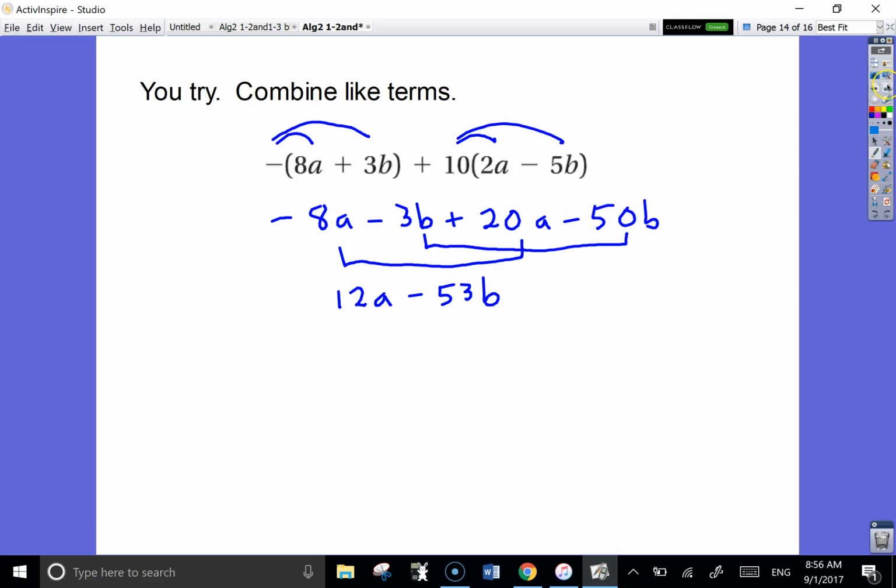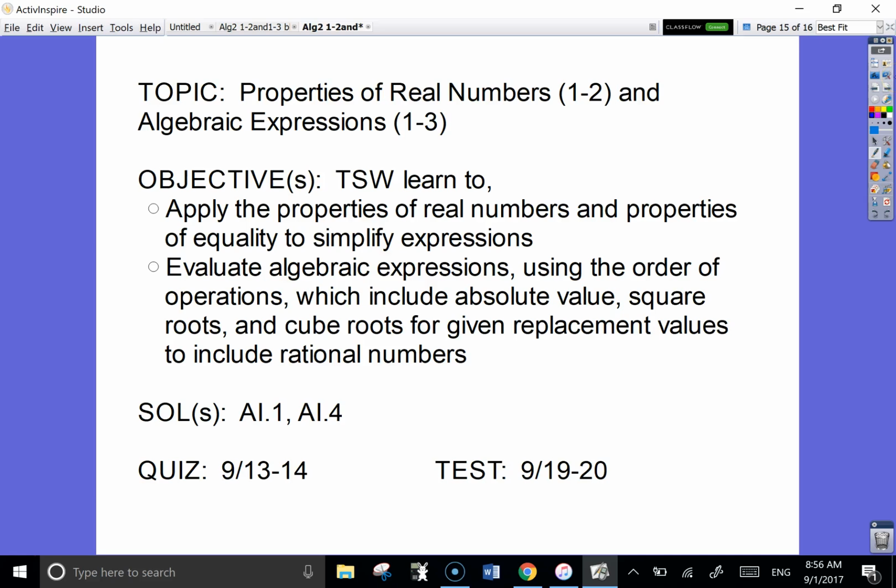Okay, so that, again, mostly algebra review. This is the same slide that we looked at the beginning. And you can see that we applied properties of real numbers to simplify expressions. We evaluated expressions using order of operations. You could say, I copied this directly out of the Algebra 1 SOLs, and we didn't get a chance to use absolute values, square roots, and cubed roots yet, but we will. So that is the lesson for today.